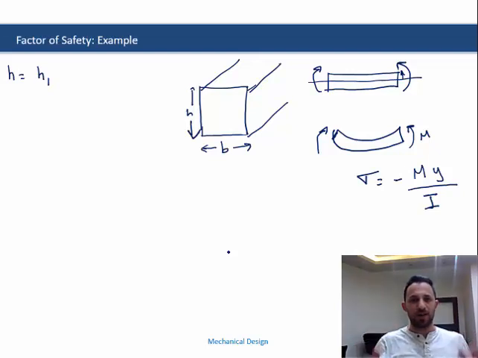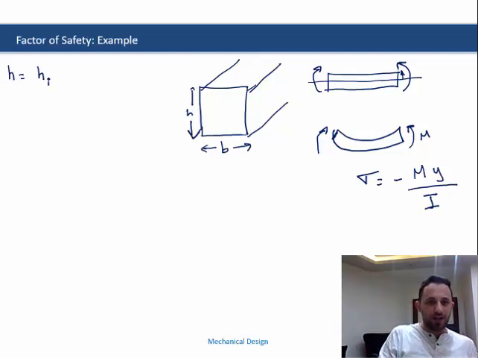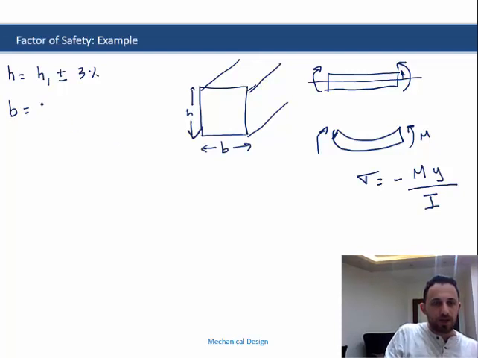We say nominal. So H, the true height, is equal to the nominal height, which is plus minus some percentage. Let's say 3%, of course 3% of the nominal height. We have the base, the width is equal to B, the nominal base, plus minus 5%.